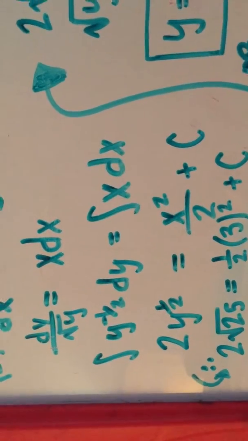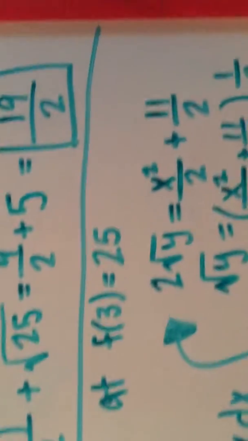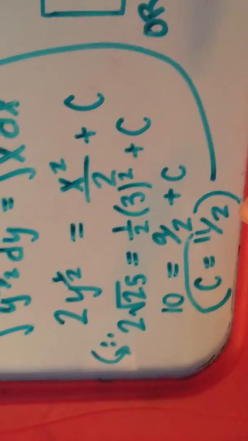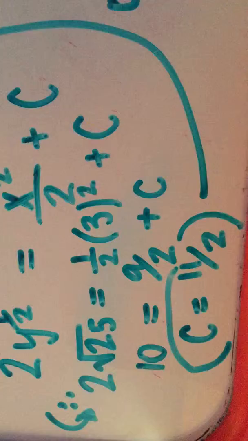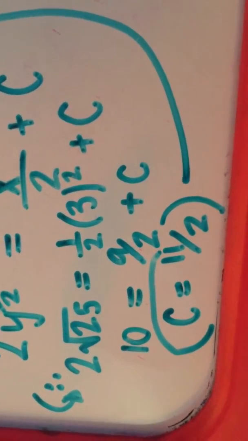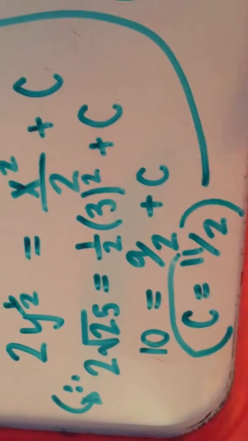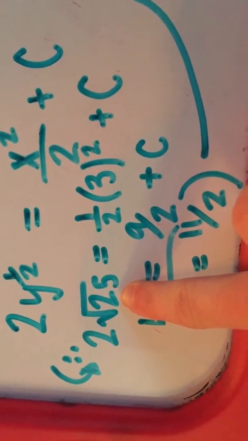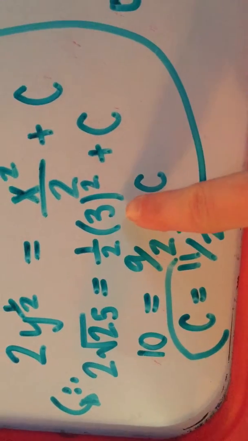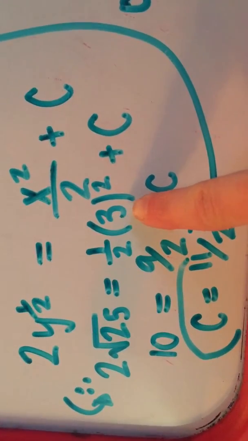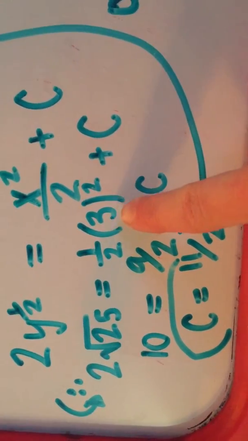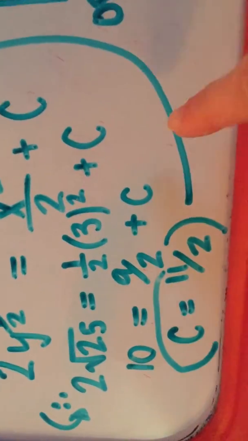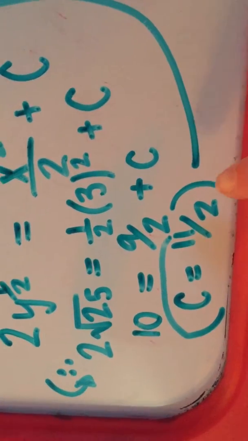So you go back up to where it tells you to solve, and that's at f of 3 equals 25. Then you can plug in, so you get 2 times the square root of 25 equals 1/2 times x, which is 3 at this point, so 3 squared, plus c. Once you solve the basic algebra, you're left with c equals 11/2.